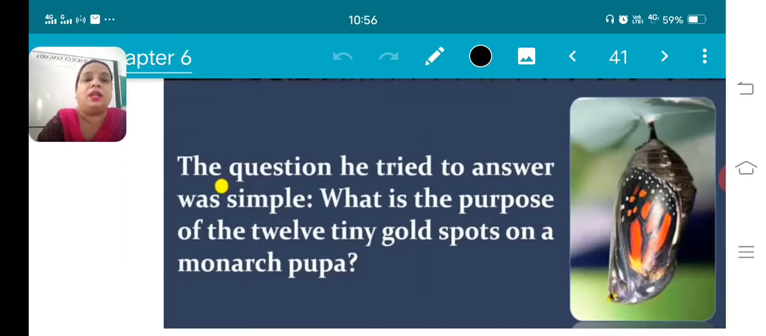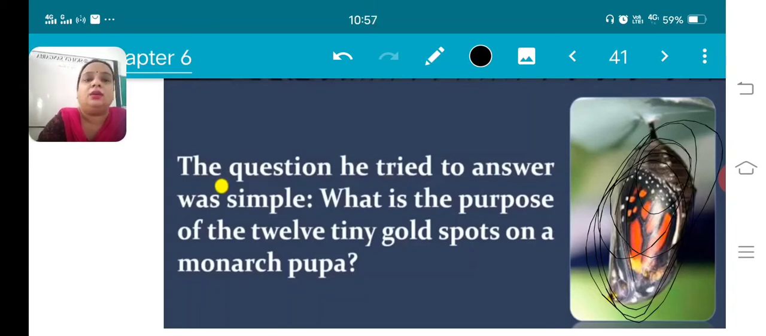The question he tried to answer was simple. What is the purpose of the 12 tiny gold spots on a monarch pupa? You have also noticed, I think, these spots on the butterfly. So the question from where the research started was very simple: what was the purpose of the 12 tiny gold spots on the monarch pupa? These ones you can see here on your screen. He wanted to search what is the reason that they have got a special design.